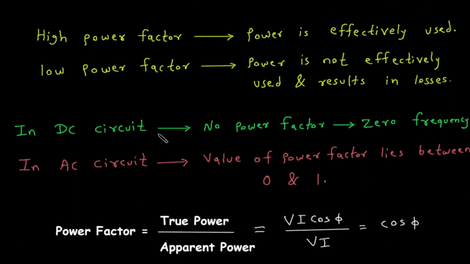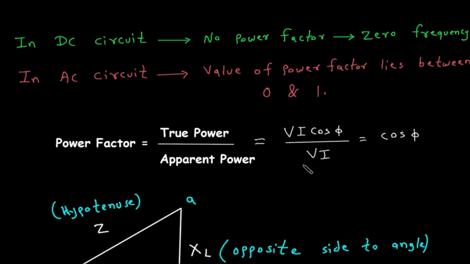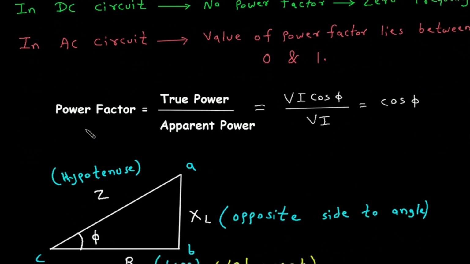In case of DC circuit, there is no power factor because zero frequency is there. And in case of AC circuit, the value of power factor lies between 0 and 1. The formula for power factor is true power divided by apparent power. True power is VI cos phi and apparent power is VI. Now this VI and this VI will get cancelled. So power factor is equal to cos phi.